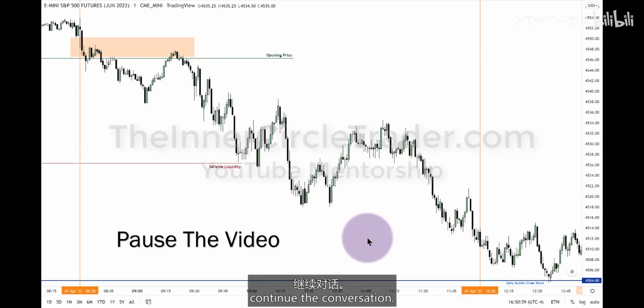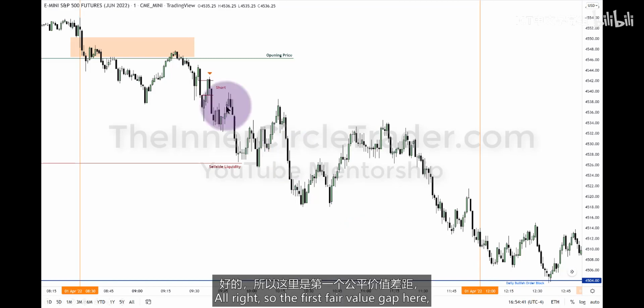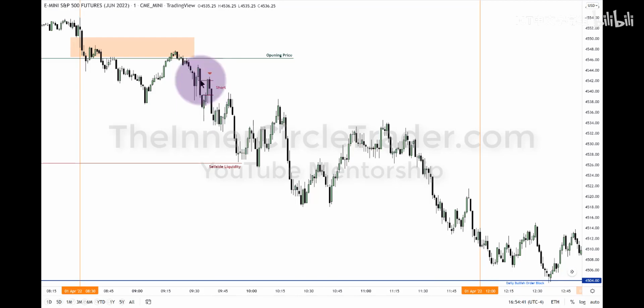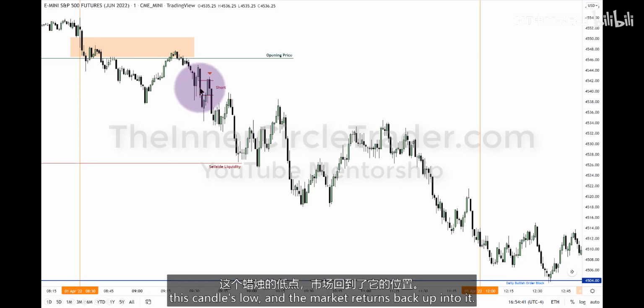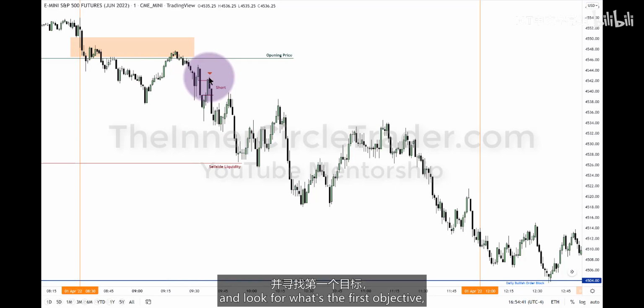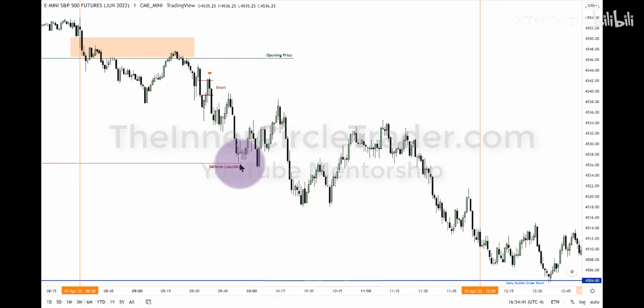Okay, I'm going to continue the conversation. If you are not ready, you've missed your opportunity. All right, so the first fair value gap here, right there, because we have this short-term low broken with the run lower. So there's displacement there, obvious displacement, very energetic. And we have this candle's high, this candle's low, and the market returns back up into it. You can go short there and look for the first objective, that fulcrum point, that short-term low. Aim for the liquidity, so your target would be there.